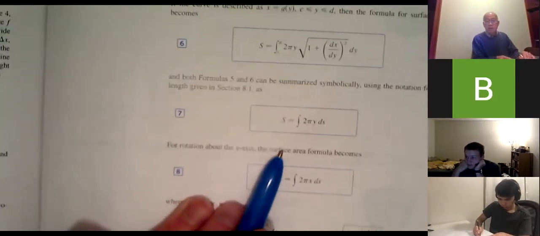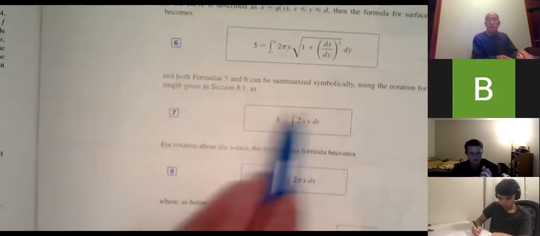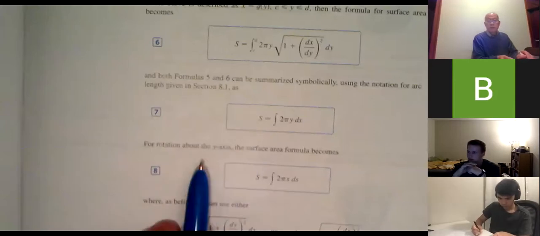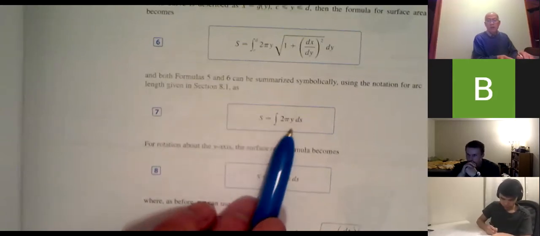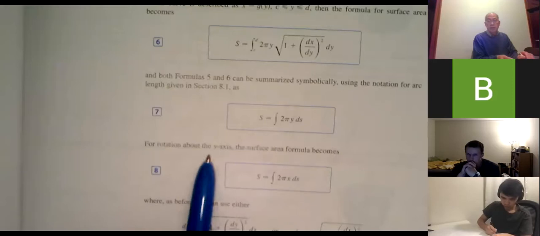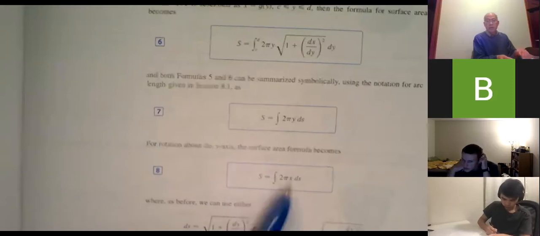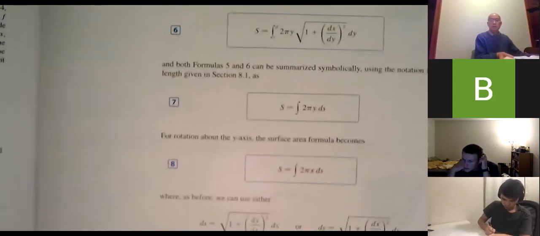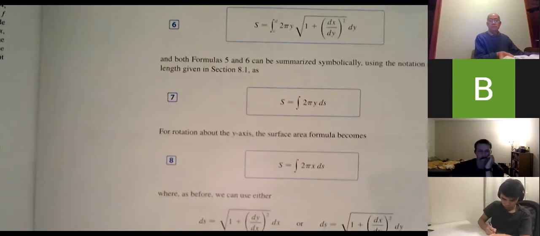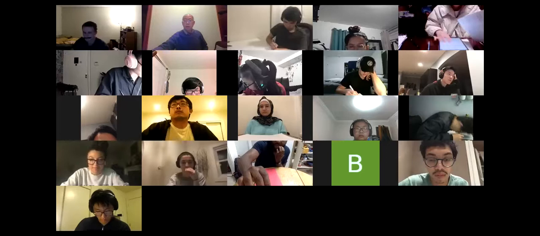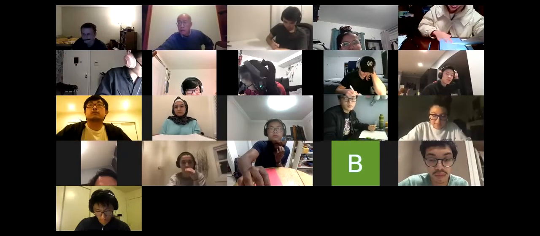Okay. Here, right? So revolve about the x-axis, 2 pi y ds. Revolve about the y-axis, 2 pi x ds. Right? You can put it on your cheat sheet, even now. Okay, I think I'm caught up with the chat.